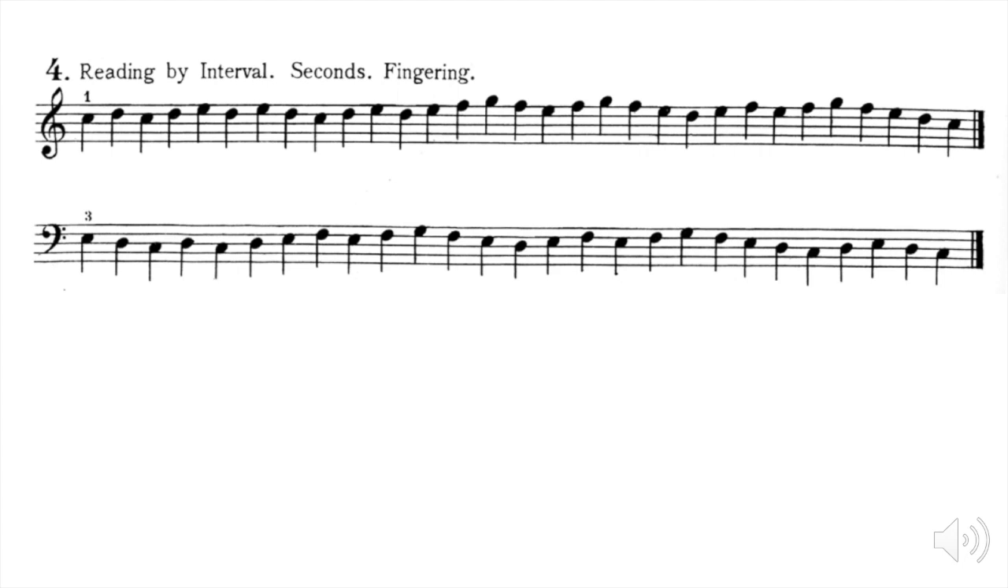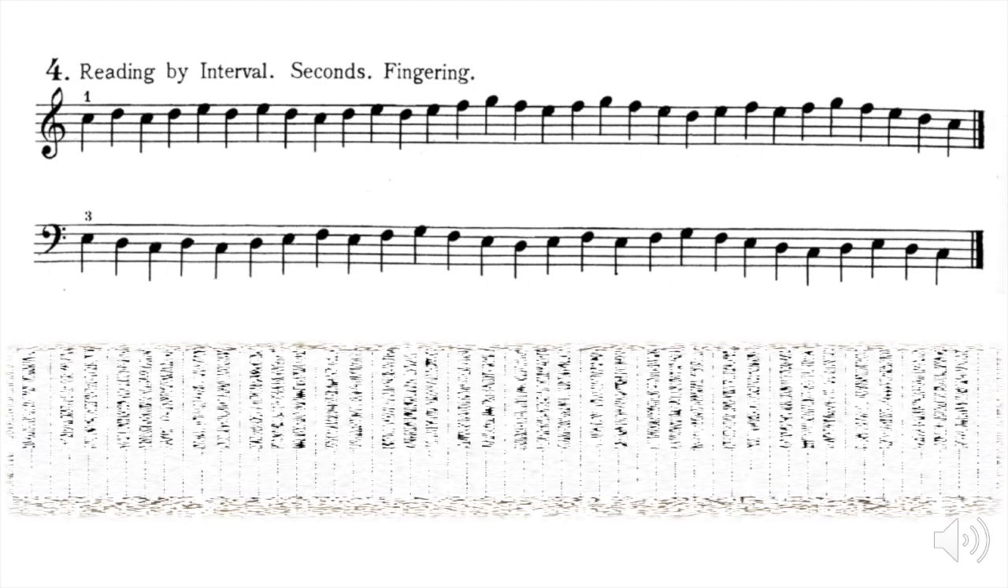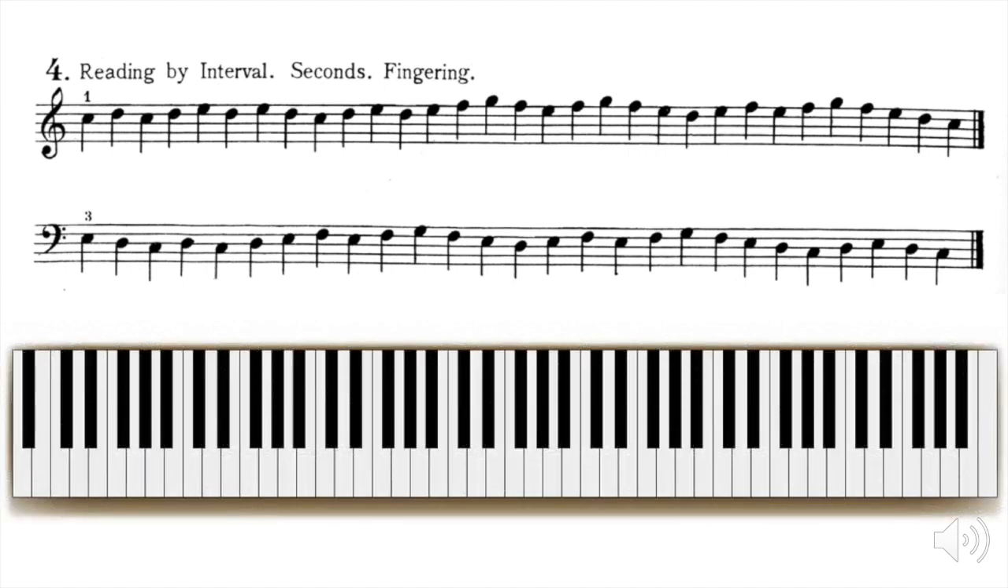So that first note is the C above middle C. So here's a picture of our keyboard. And middle C is usually pretty easy to find on our keyboard. So there's middle C by the blue arrow, and this is the C above middle C. So we'll place our thumb on that C.